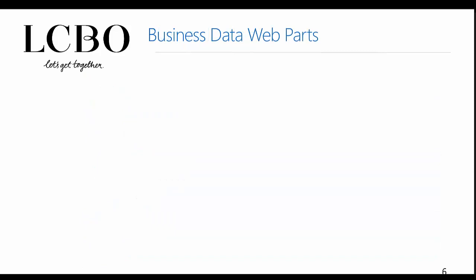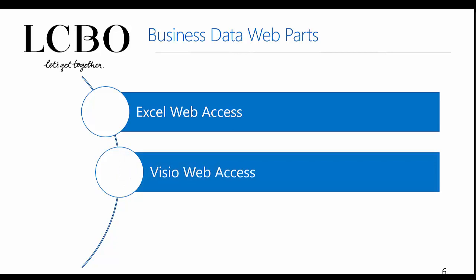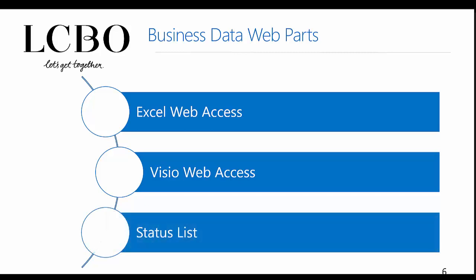Business data web parts. These include Excel web access, which allows you to display a spreadsheet in a web part and much, much more. Visio web access, which allows you to view Visio diagrams in the browser and even interact with them. And status list. Status lists or KPIs have not been deprecated in SharePoint 2013, but you can create one on the Add an App page. You can create a report library and use the web part page with the status list content type.